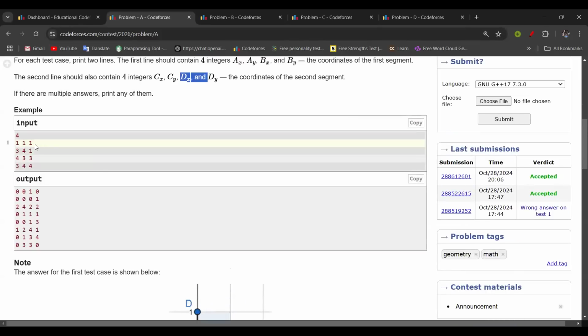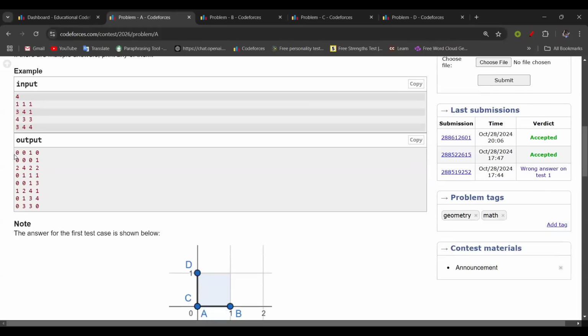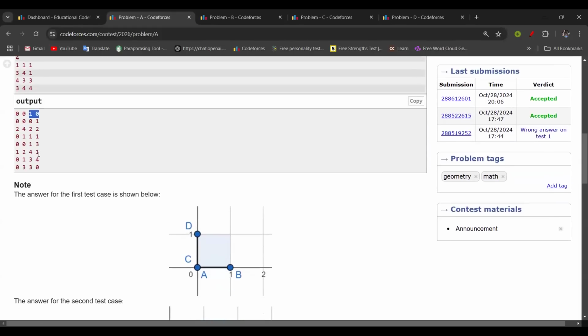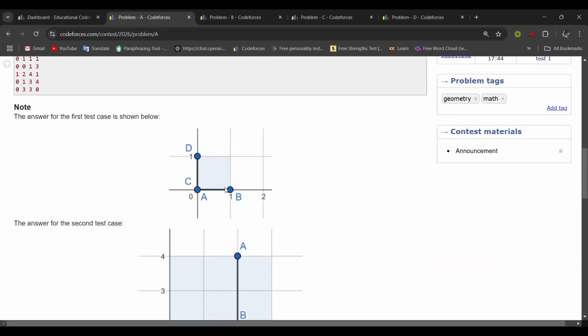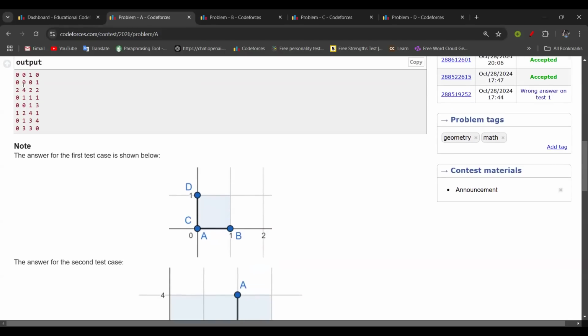You can see for the first test case, the answer is given as this. 0, 0 denotes the coordinate of A, and 1, 0 denotes the coordinate of B. So A is at 0, 0, and B is at 1, 0. This is our line segment AB. The coordinate of C is 0, 0, so C is also at 0, 0, and D is at 0, 1. So CD is this line segment.